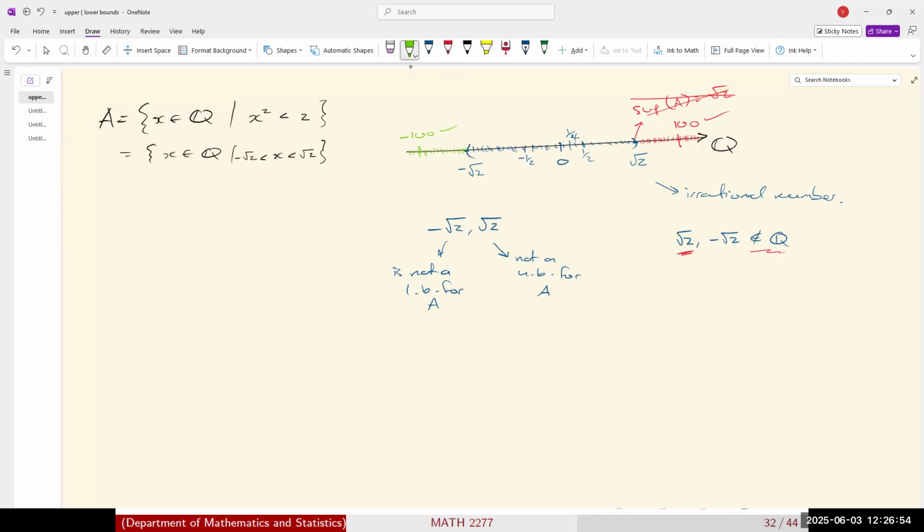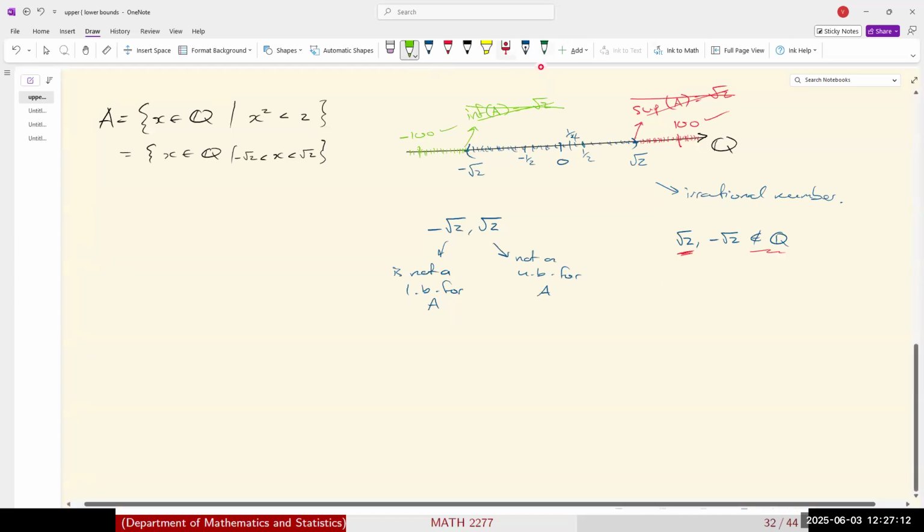So again, what you want to write is that the infimum of this set A is equal to minus square root 2. But again, you cannot write that because minus root 2 and root 2 do not exist in this field. From the point of view of the rational numbers, these elements, root 2 and minus root 2, the rational numbers don't know about these elements.